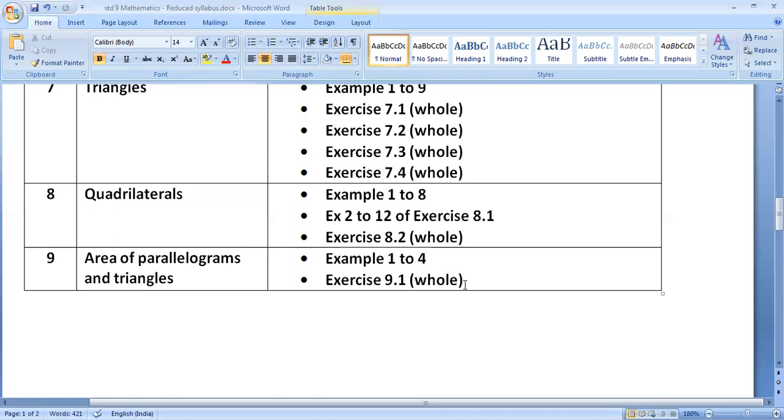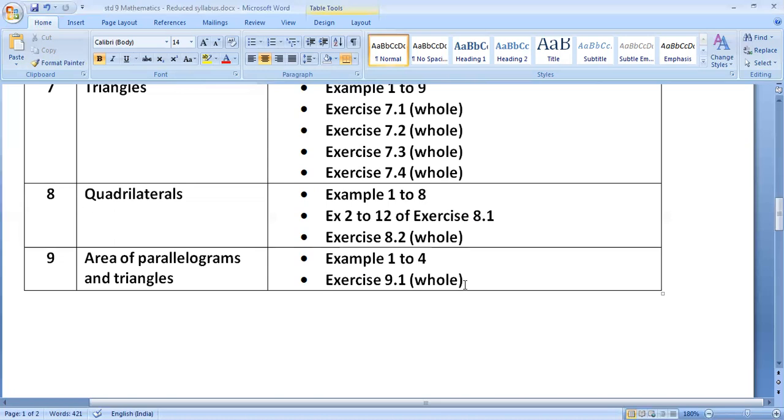So I hope you understand. Page number 159, exercise 9.2, whole exercise is excluded. 160, 9.4, triangles on the same base and between the same parallels, in which theorem 9.2 statement you have to prepare. 161 page number 9.3, theorem statement is important.